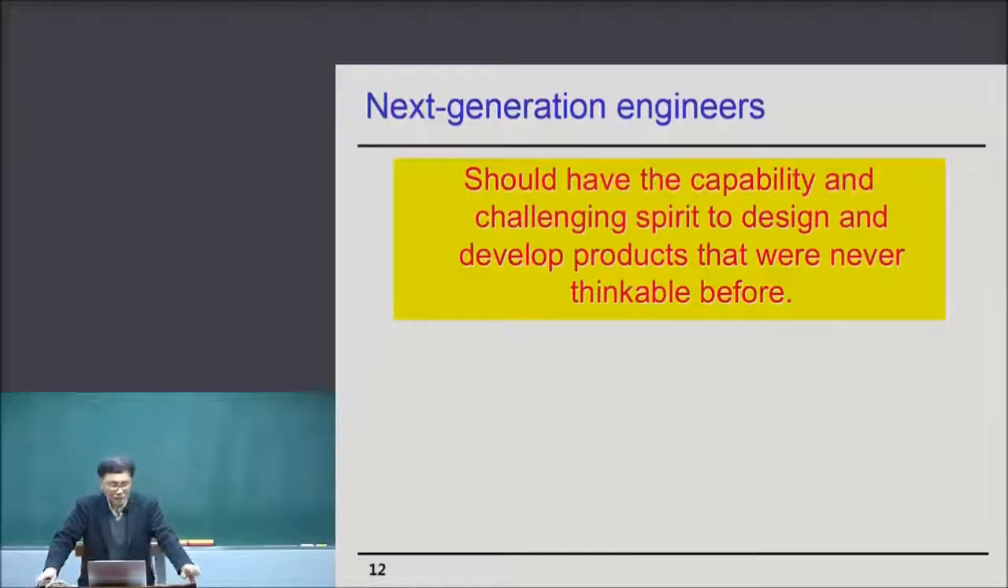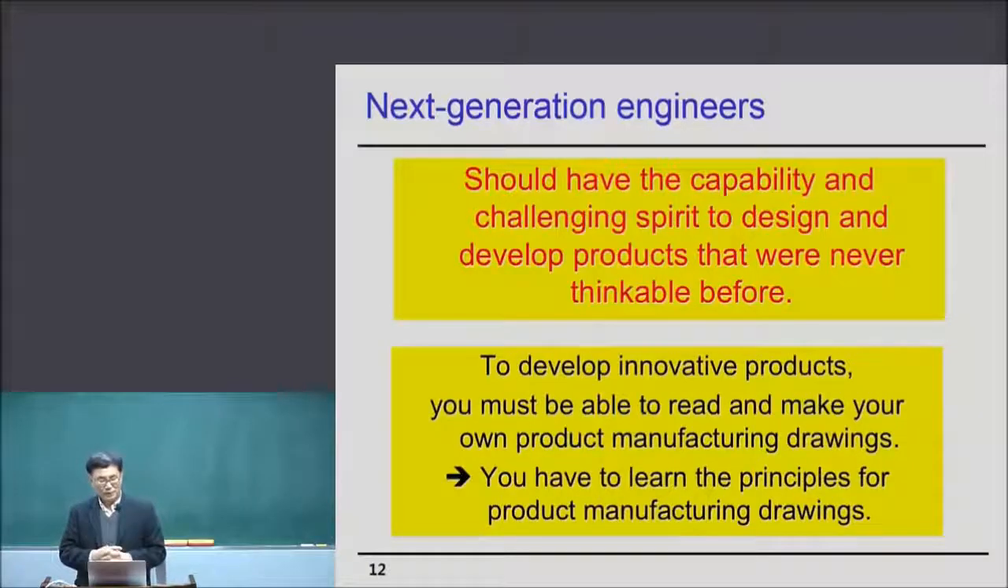But you are going to become the next generation engineers. So then you must have the capability and challenging spirit to design very innovative products. All right? So to develop innovative products, you must be able to read and make your own product drawings, right? If you have very nice design ideas, then you have to express that idea into the drawings, into the product manufacturing drawings. Why? Because then you are going to send these drawings to the technicians in the industry. Then they are going to make your own product.